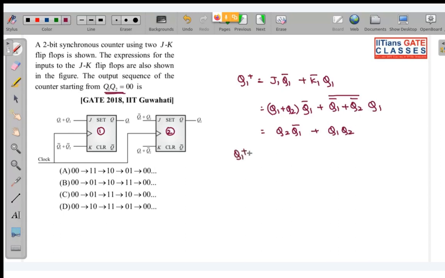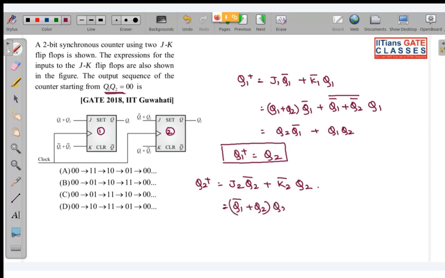So Q1 plus comes out to be what? I can take Q2 common. Now similarly for Q2 plus, it will be equal to J2 Q2 complement plus K2 complement Q2. So this will be equal to what? You can see over here. J2 is Q1 complement plus Q2, Q2 complement plus K2, it is Q1 plus Q0 complement, whole complement Q2.